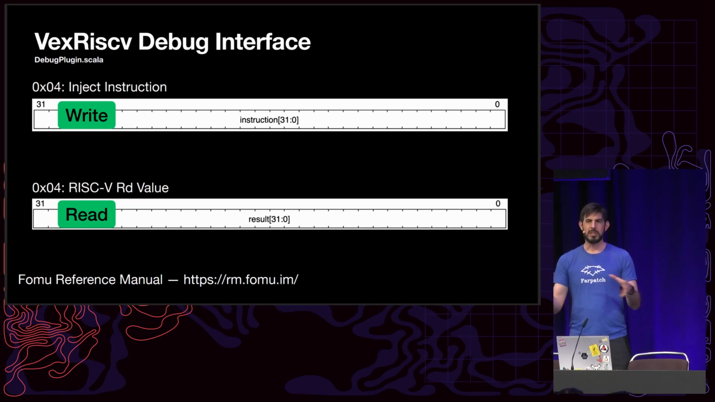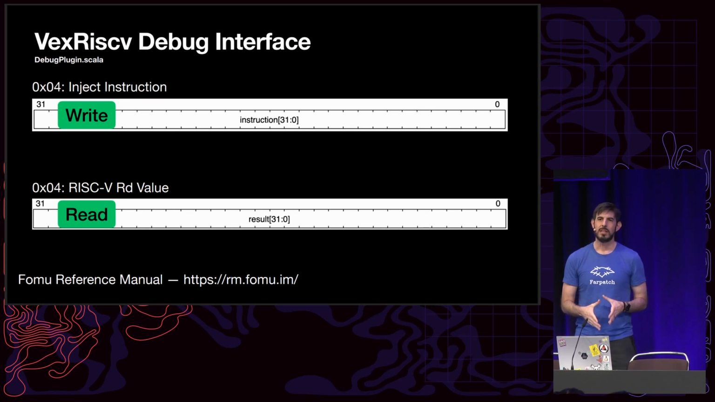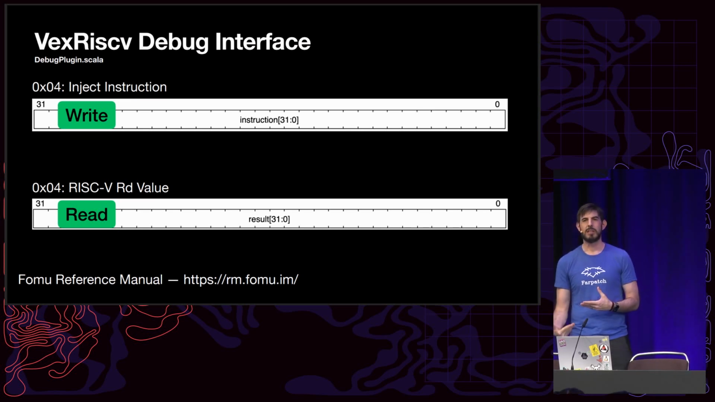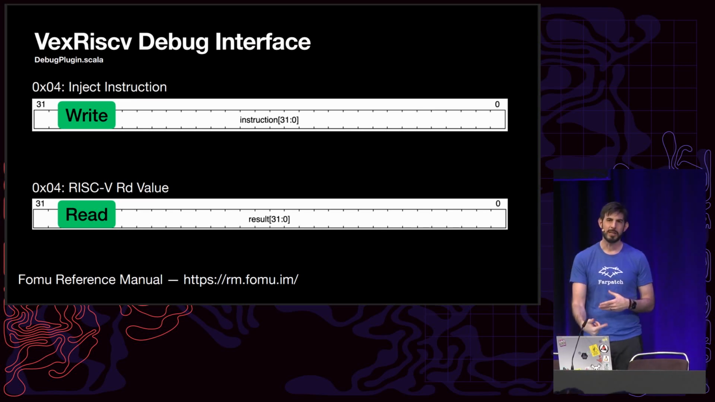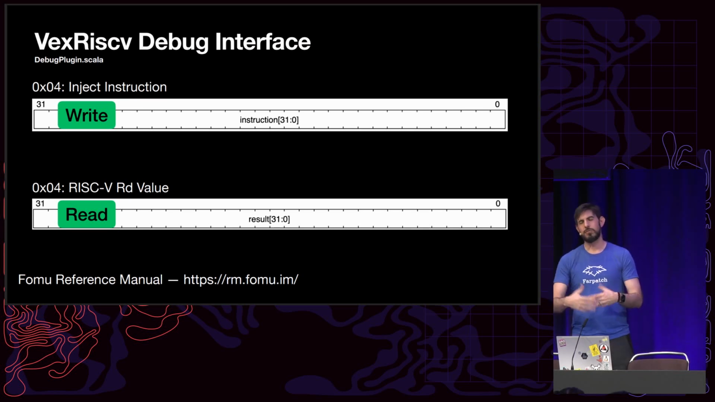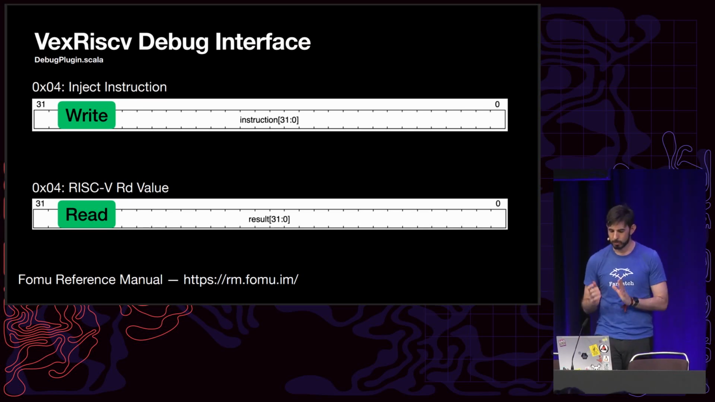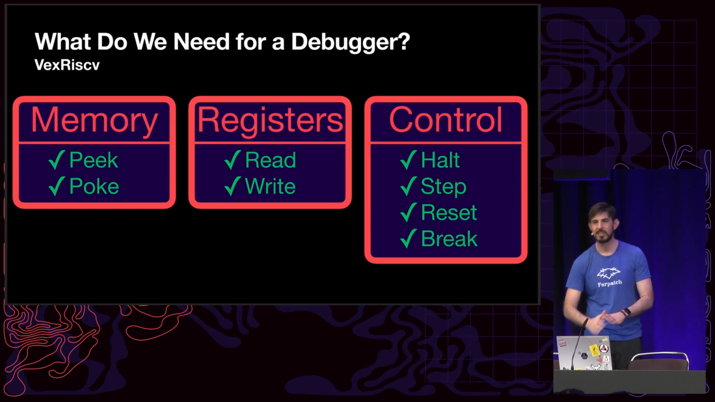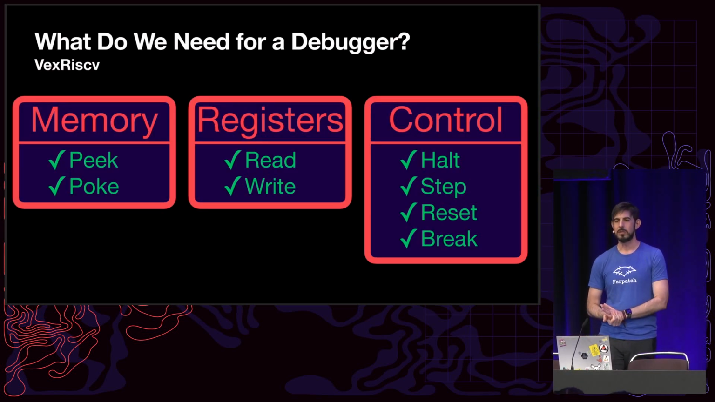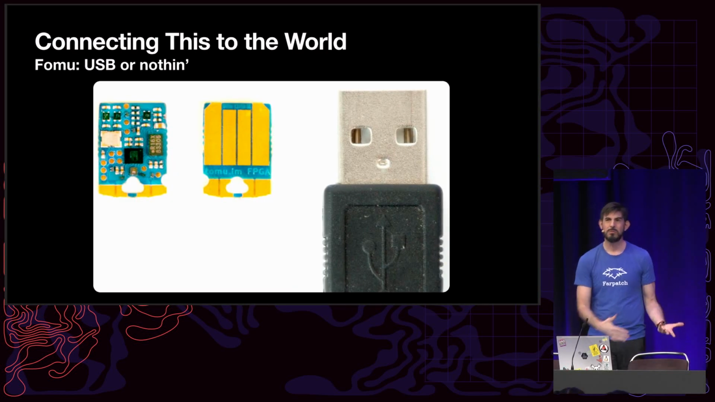On top of this, we can build up constants and write registers. Then we can go even further and build up, by injecting commands into the pipeline, memory addresses and then full values to be put into memory. So with these two registers, we actually get complete control over the CPU, and we have everything we need for a debugger. Now the question is, how do you connect this to the world?